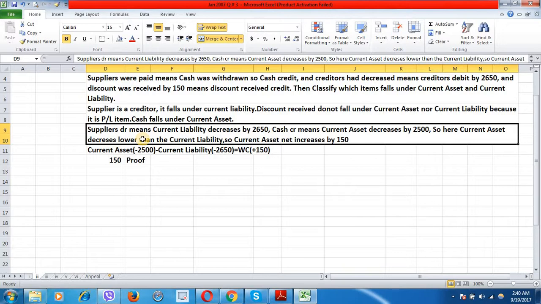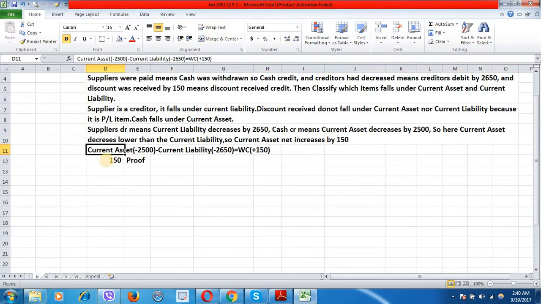So here current asset decreases less than the current liability, so working capital increases by 150. Here you can check: current asset minus 2,500, minus current liability minus 2,650, equals working capital increase by 150. Here is the link, you can check it out. Minus 2,500 minus open bracket minus 2,650 close bracket. The answer of this formula is 150. Proved. Working capital increased by 150 net.